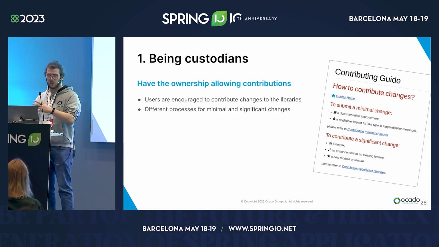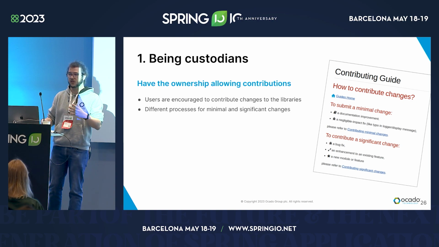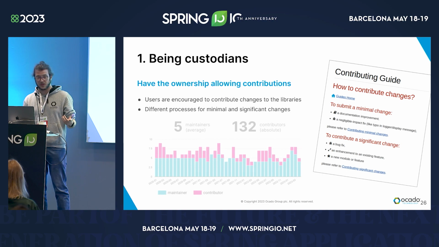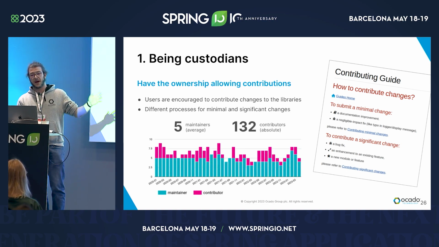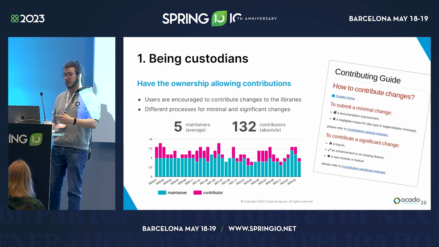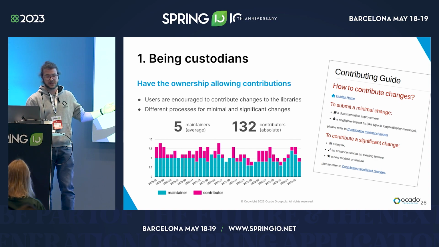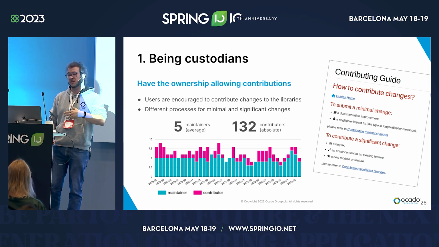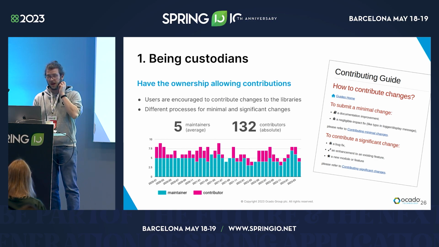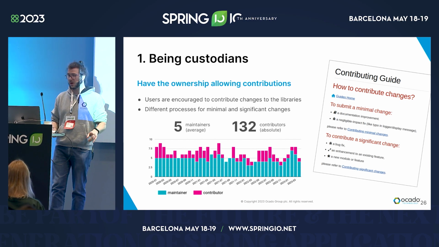There is a published contribution guide with a formal process of how to submit a minimal or a significant change. And actually the feedback we had from our community is very positive. Indeed, for 5 maintainers on average in the owner team, we had more than 132 contributors historically. So this is good feedback from the community. It's something that is really helping us to move on and to evolve our product. So this was the first practice that we follow when working with the community.